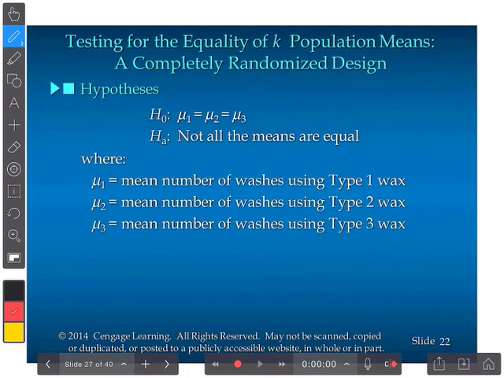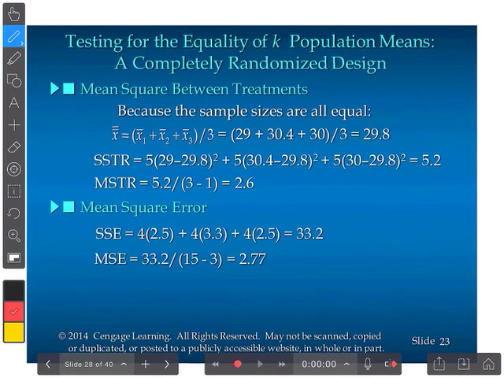So here are the hypotheses. The means are the same versus they're not all the same. And we define what the means are. Mu1 is the number of car washes for type wax 1, mu2 for wax 2, mu3 for wax 3. Fairly straightforward. Now, in terms of getting a test statistic, we know what the test statistic is already, which is MSTR divided by MSE. And then now we must find a decision rule. Now, we weren't given a decision rule yet, but we'll come to it very shortly.